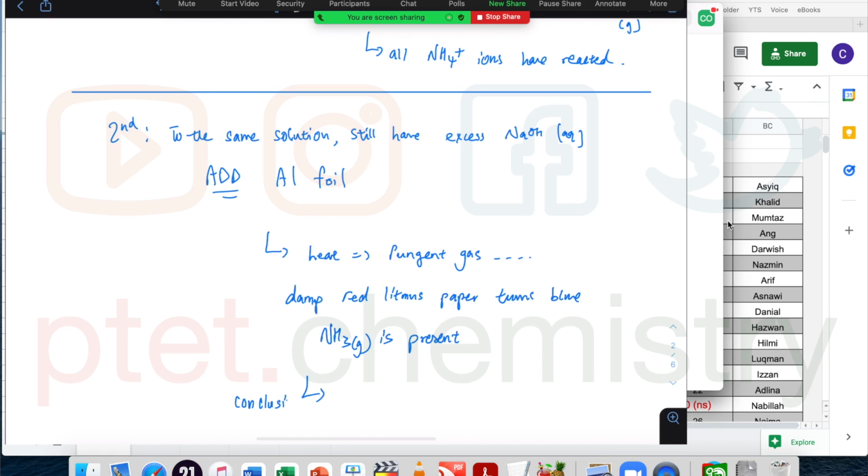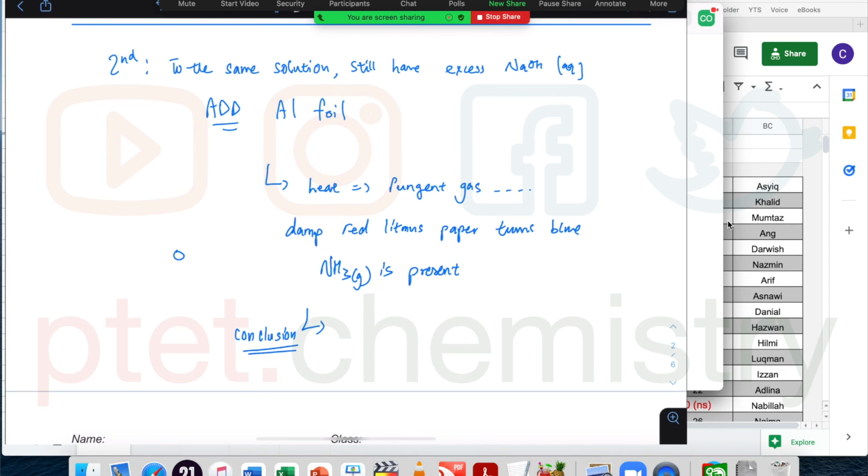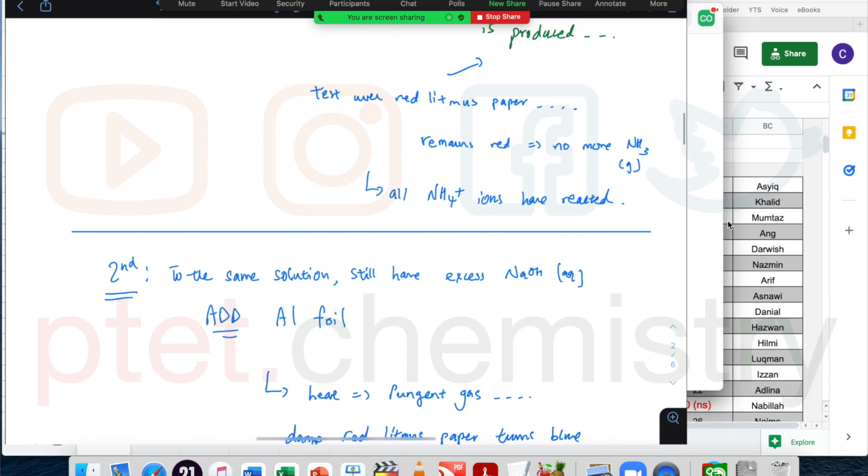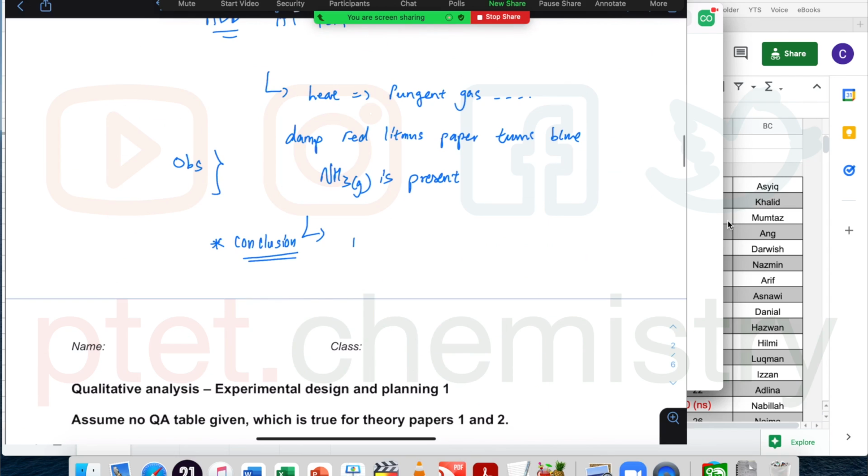Conclusion means summary. You are not explaining your conclusion because it's supported by your evidence. Your evidence, which is your observation, is your explanation. Therefore, because I added aluminium foil when there are no more ammonium ions in this second step, since I already used up all the ammonium ions, the conclusion will be nitrate is present.